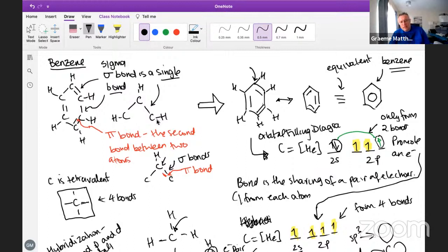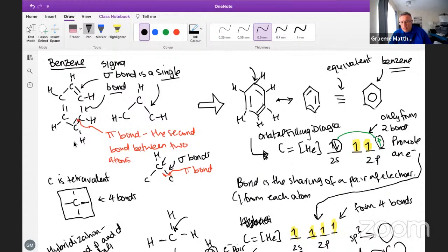Now, having said that, the next bond that you put in is a pi bond. Because we're talking about a double bond here, you've got a single bond over here, and then indicated in red, a pi bond. So a pi bond is what you would tend to think of as a double bond. A triple bond would be one single and two pi bonds. You've got to keep this in mind. A single bond is nothing more than the sharing of a pair of electrons, one from each atom. And so your single bond would be a sigma bond.